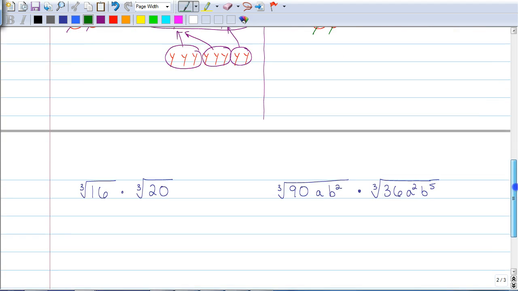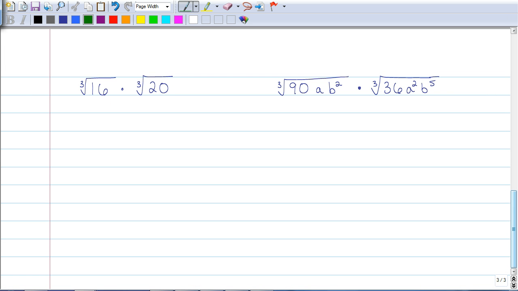Let's look at a couple more and then we'll be done. So this example here, we're looking at the cube root of 16 times the cube root of 20. When we have two roots, if they're the same root, we can combine these. So I'm going to combine these under the same radical. So it would be the cube root of 16 times 20. Now if you wanted to, you could multiply these together. You'd end up with 320.